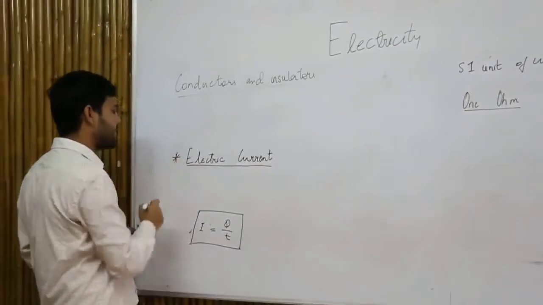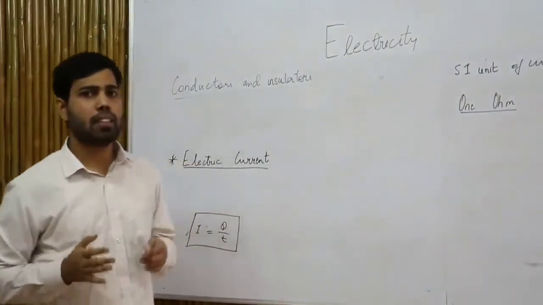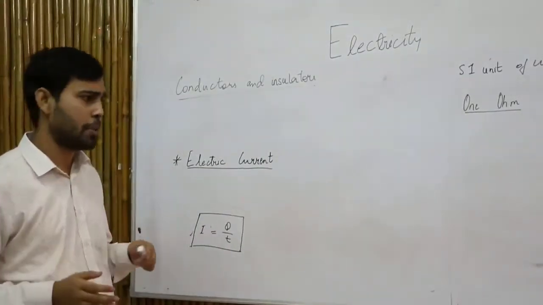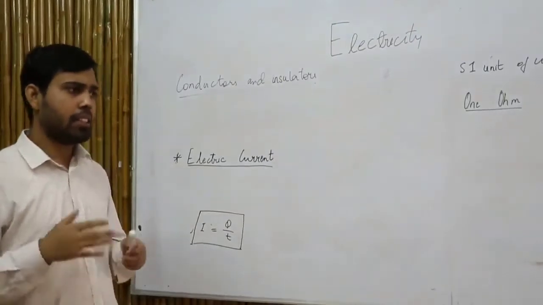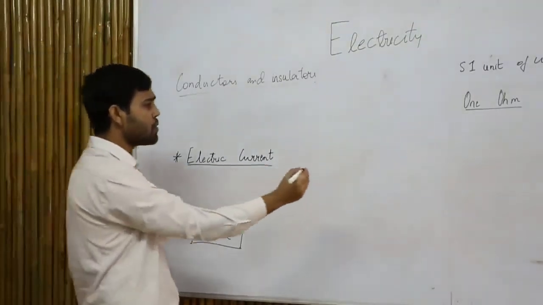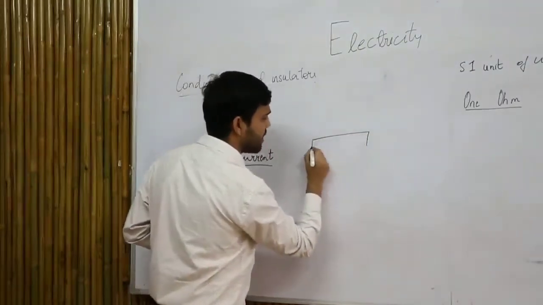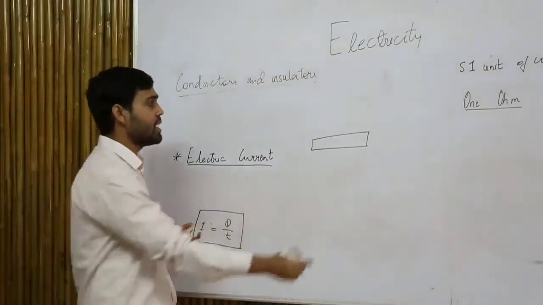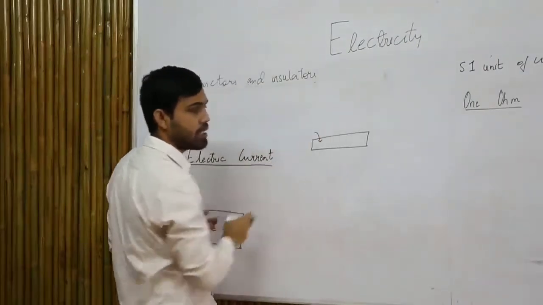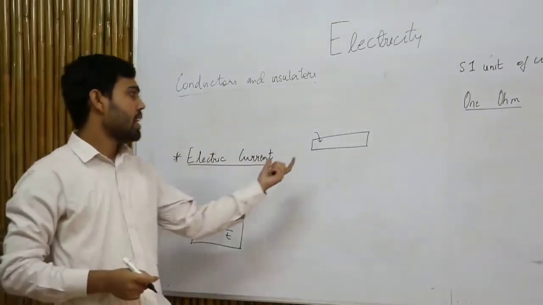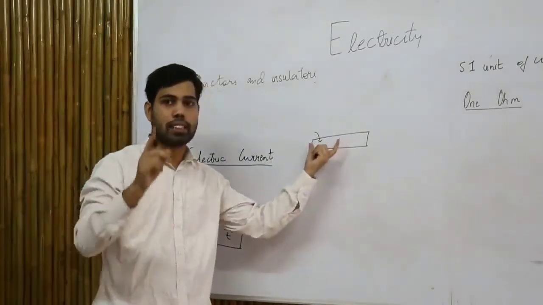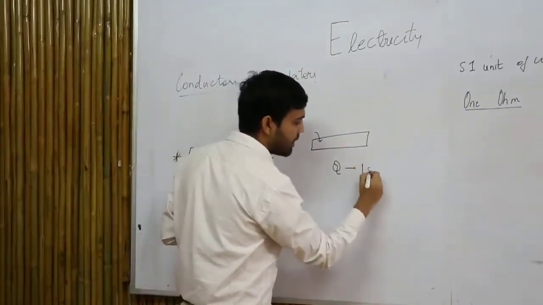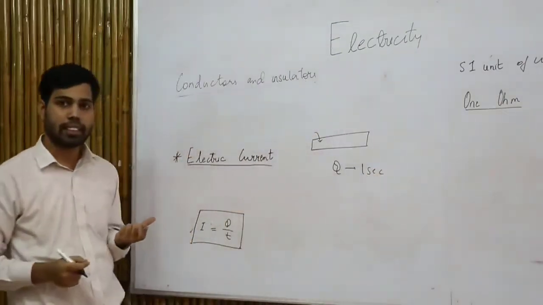Now an important definition: what is an electric current? What do you understand by electric current? Electric current is nothing but the rate of flow of charges through a conductor. The definition is simple, but we need to understand what it means. Suppose I have a conductor, and electric current is flowing through it. What is electric current? It is the amount of charge that will flow through this conductor in 1 second. That is your electric current.